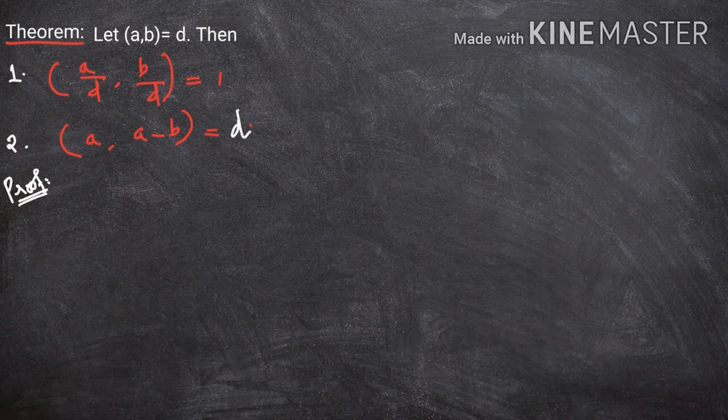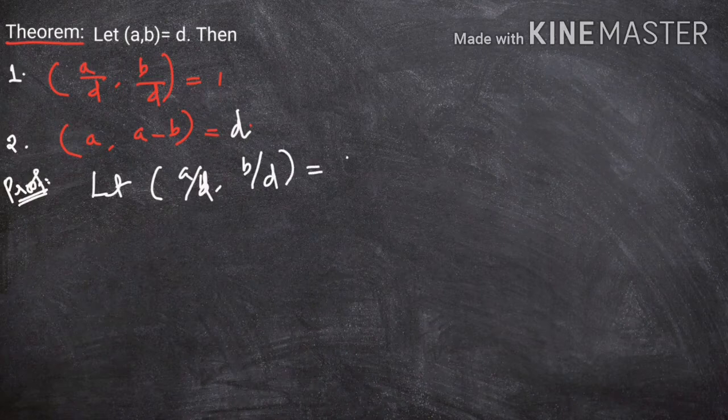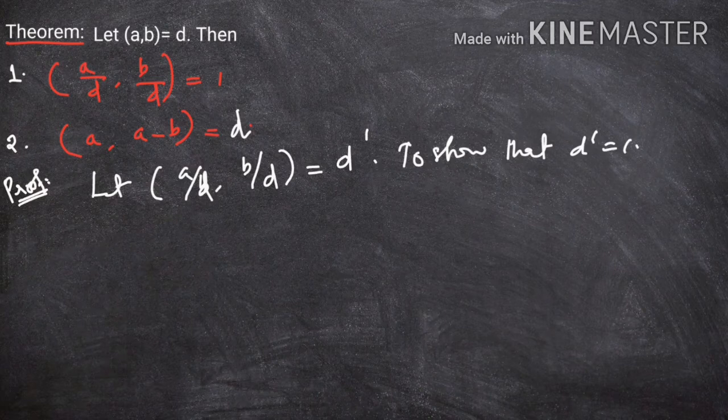So first we prove the first result. We have to prove that GCD of A by D, B by D is equal to 1. For that, let us assume that GCD of A by D, B by D is equal to some D dash. Then we need to show that D dash is equal to 1. We know that D dash is the GCD of A by D and B by D.